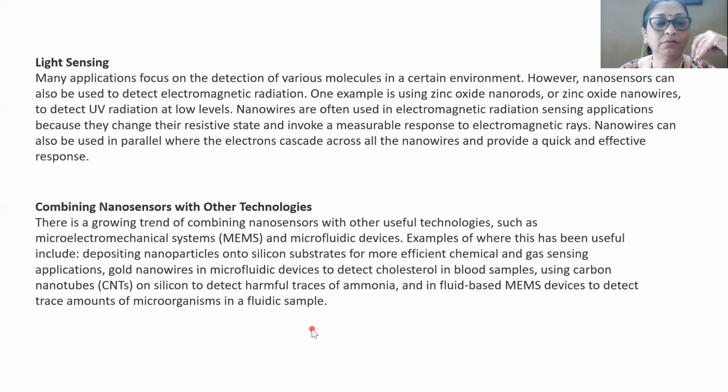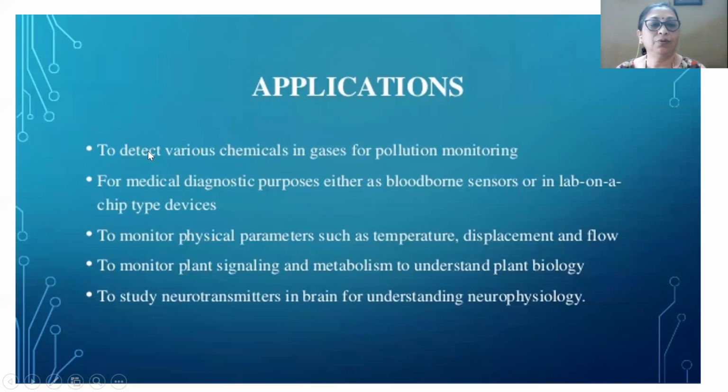So this is one of the applications of a sensor which uses hybrid technology, that is, combining nanotechnology with some other technology. So here, in short, you can see why nanosensors are used: to detect various chemicals in gases for pollution monitoring, for medical diagnostic purposes, to monitor physical parameters such as temperature, displacement and flow, to monitor plant signaling and metabolism, to understand plant biology, and to study neurotransmitters in the brain for understanding neurophysiology. So, a wide range of applications are there.